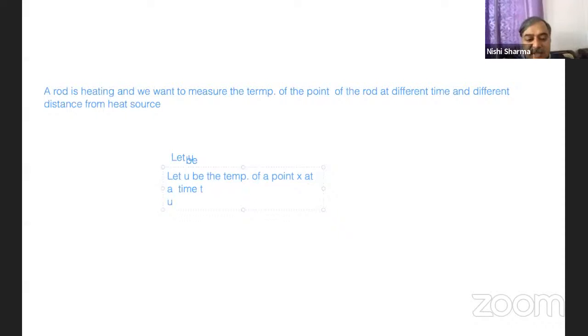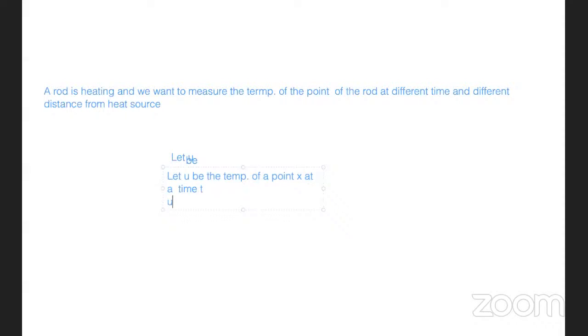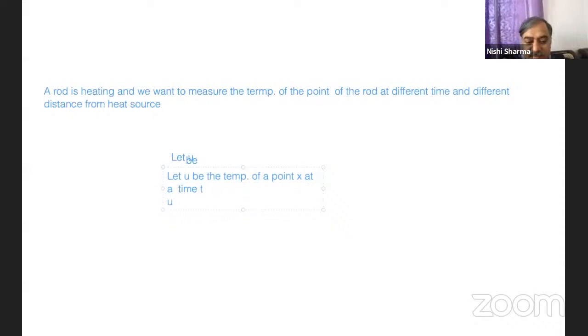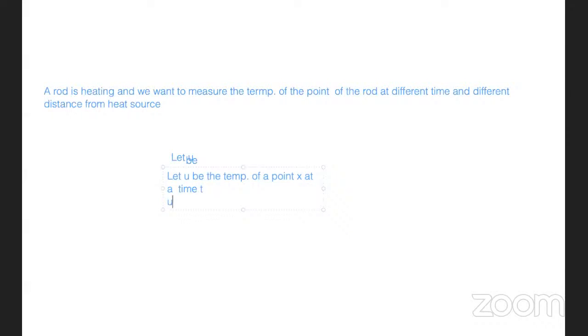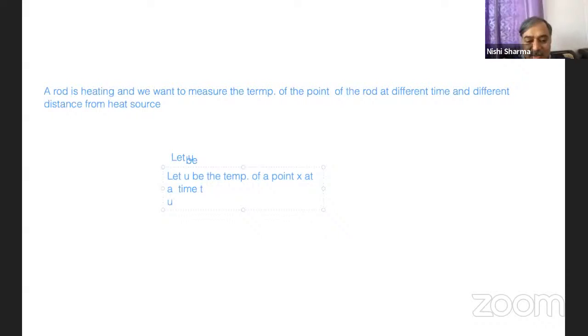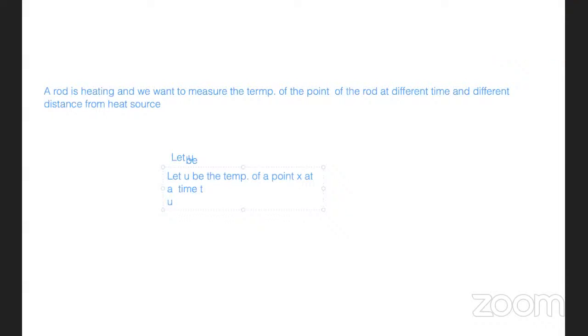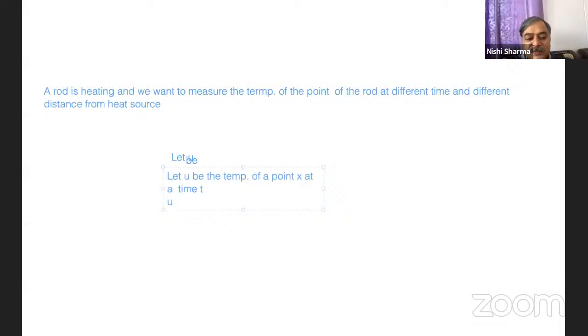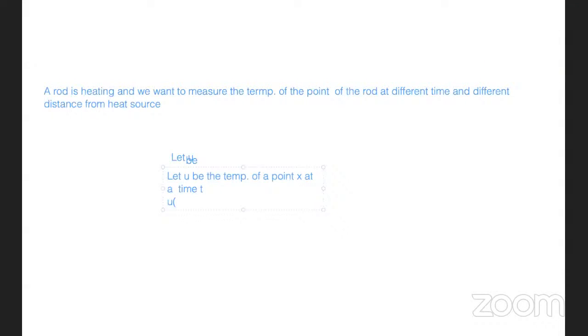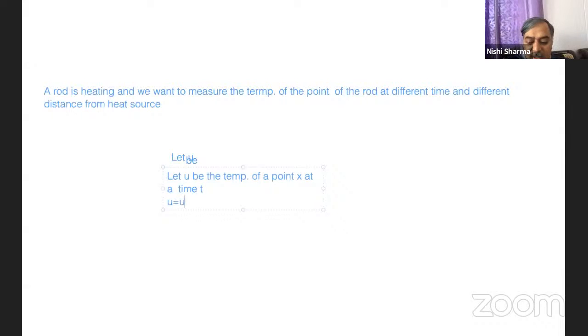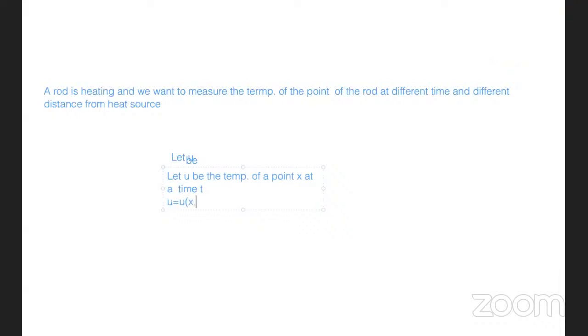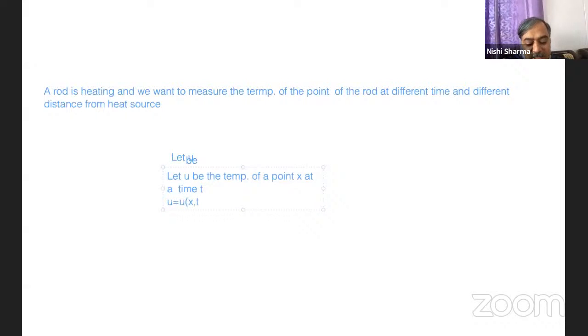So any student, just answer: the temperature depends on which parameter? Sir, mass of the rod. How will mass matter? If time increases, the temperature will increase or not? Yes, sir. The points closer to the heat source have more temperature. So u basically depends on x, the distance from the heat source, and t, time.